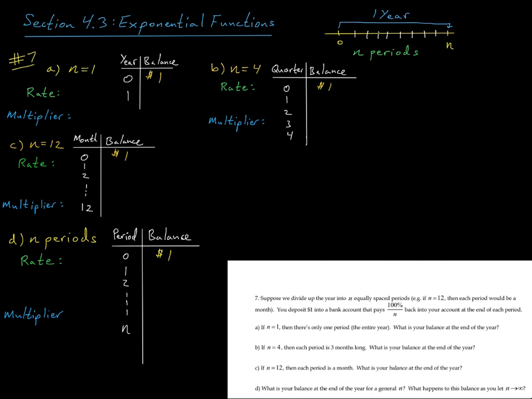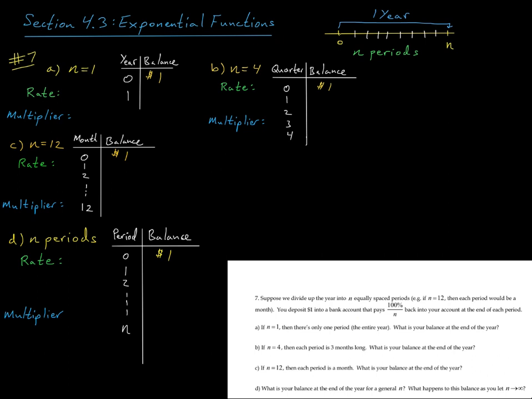We're going to divide it up into n equally spaced periods. So again, if n were say 12, that'd be 1 month per period. And at the end of each one of these periods, we're going to get a payment back into our account. The way that's going to work is they're going to take this percentage of the previous period's balance and add that back into your account. Okay, so let's look at part A where n, the number of periods, is just 1.